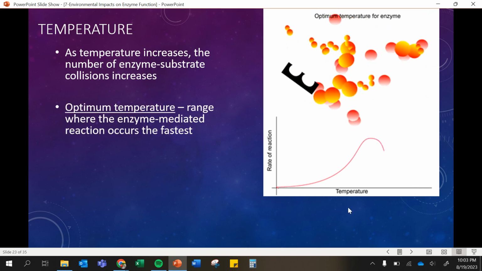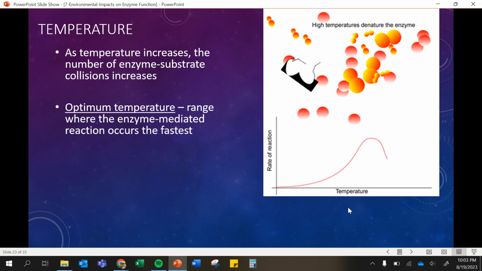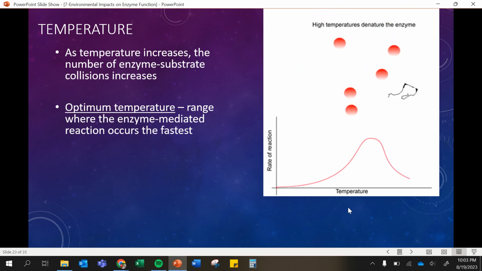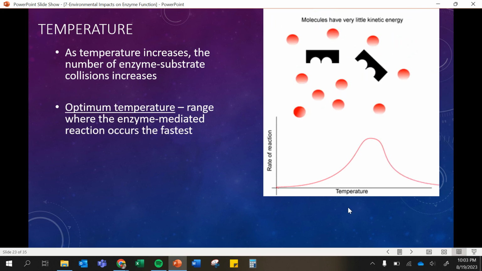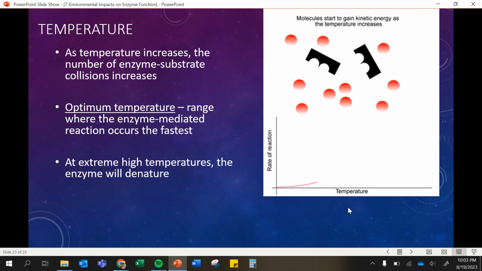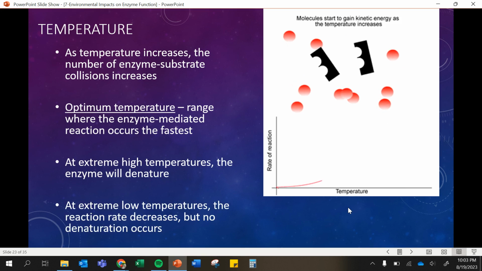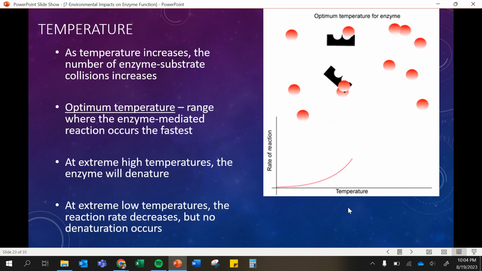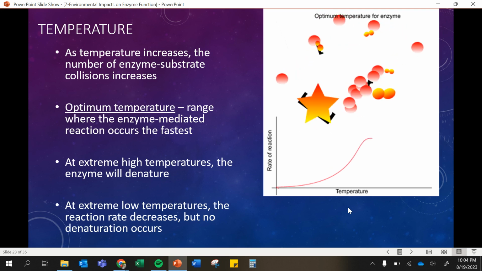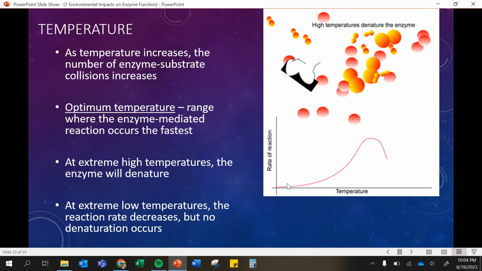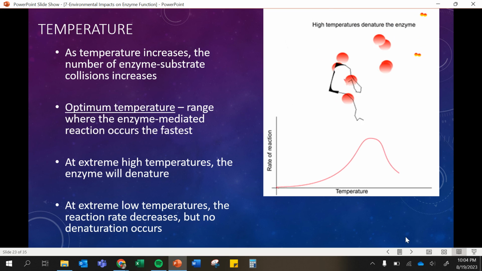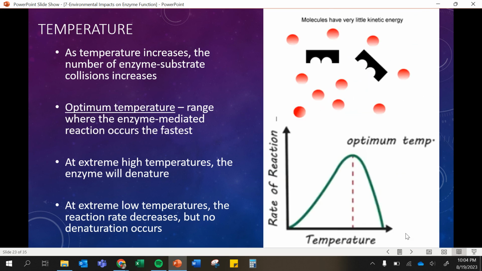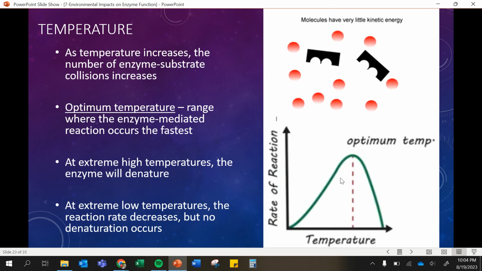We will have an optimal temperature range where the enzyme works the best, and this will depend on the type of enzyme as well. Different enzymes will have different optimal temperatures. And yeah, at extreme high temperatures, we have denaturation happen. At extreme low temperatures, we will still have the reaction happen. It'll just happen slower because everything is moving slower. So here's another graph to show what would happen.